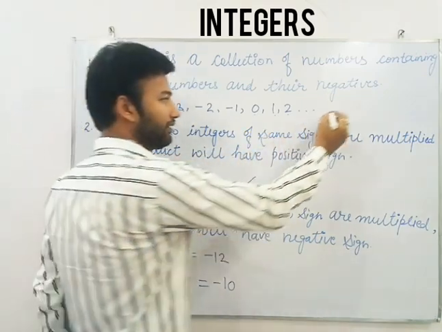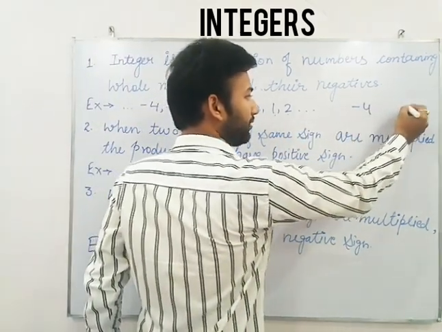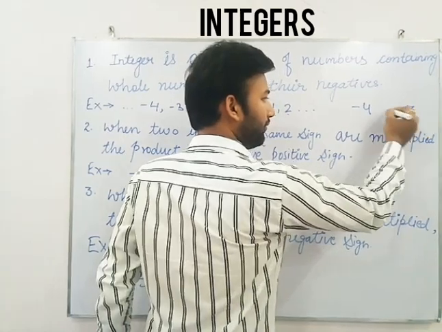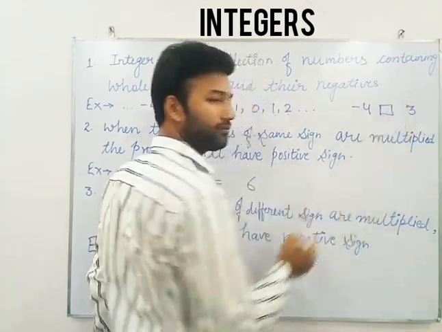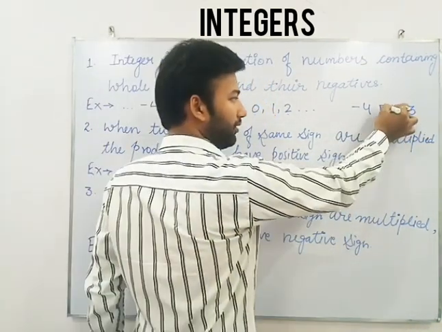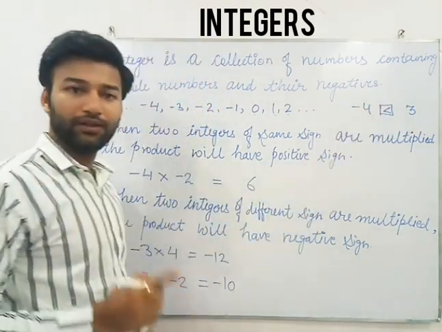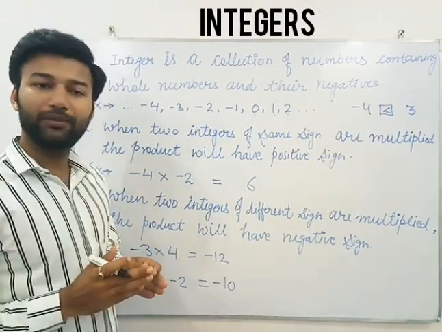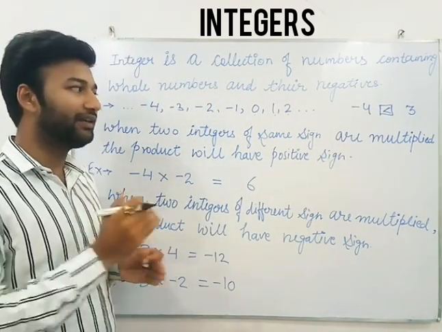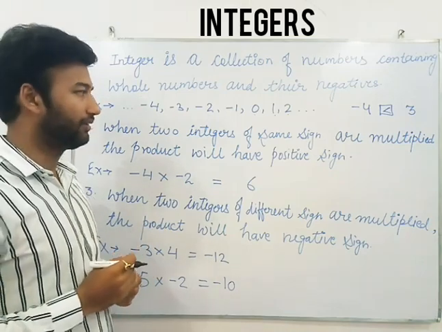And remember one thing: -4 and 3, which one is greater? This one, because this is a positive number. So remember, positive numbers are always greater than negative numbers.